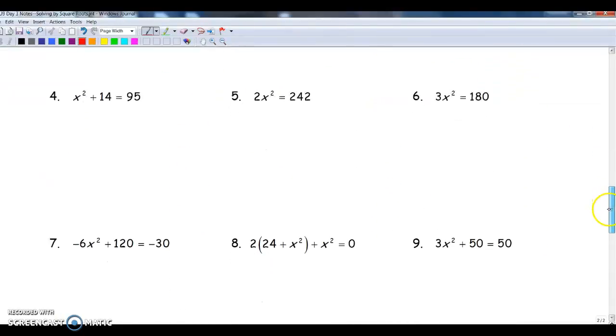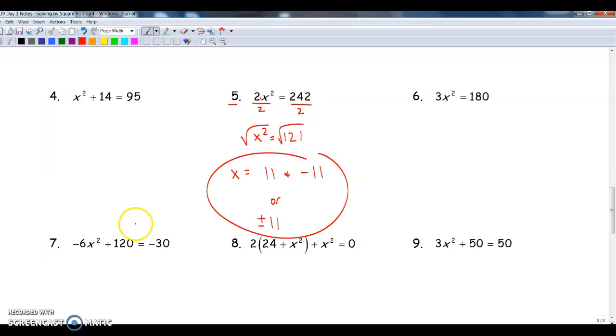Let's skip number 4. Let's look at 5. All right, so if you look at 5, we want to get rid of the 2 first. We want x squared by itself. 2 and x squared are being multiplied, so we're going to get rid of it by dividing. So you get x squared equals 121, and then you can get rid of the squared by square rooting it. And don't forget your plus or minus. What number times itself is 121? Well, there's two of them, 11 times 11, and then -11 times -11. You can write it like this, or you can put plus or minus 11.